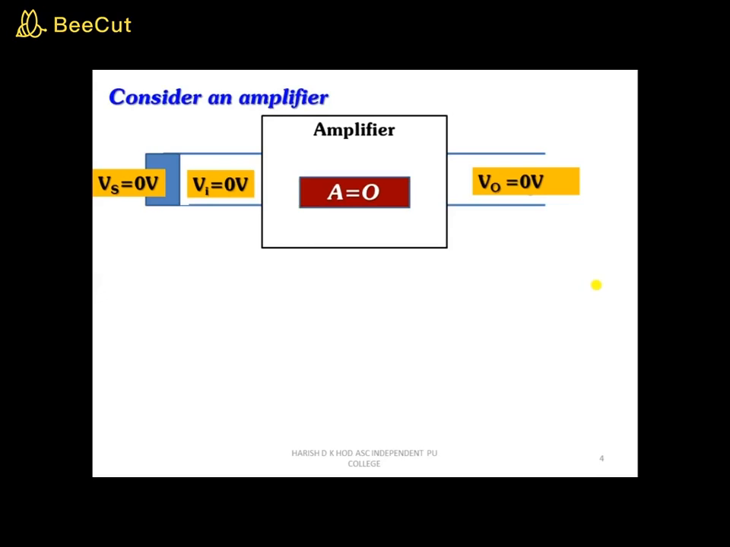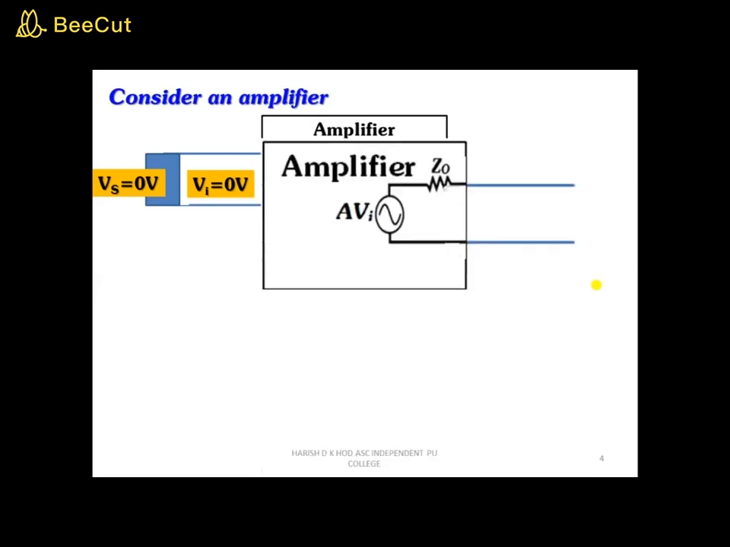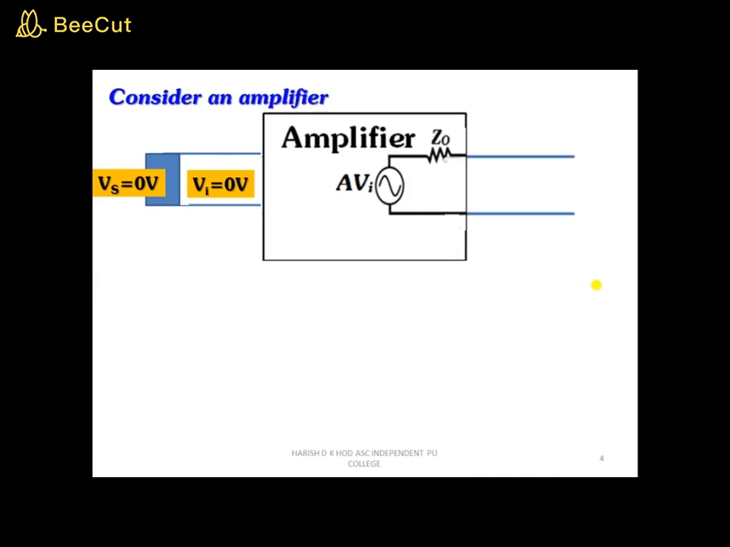So let me consider a hypothetical voltage source that should produce output of VO, of source voltage A times Vi and internal resistance of ZO. So this voltage source. Now the question is, why is this source voltage considered as A times Vi?